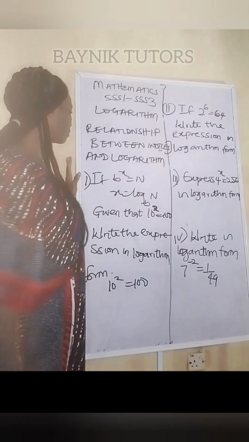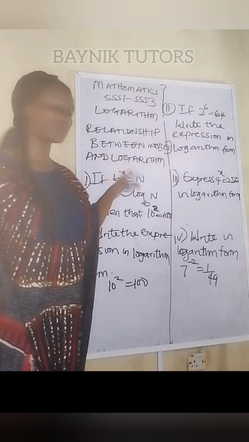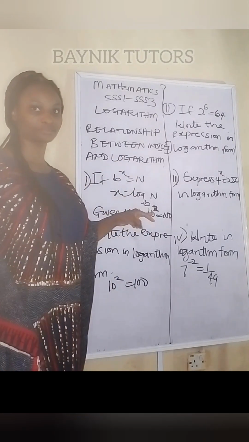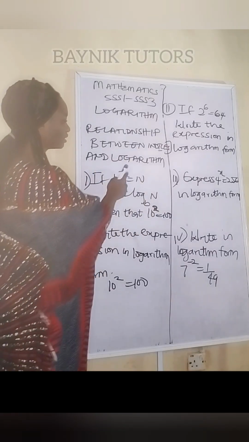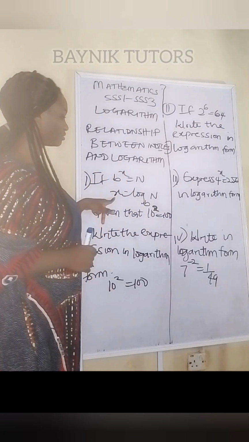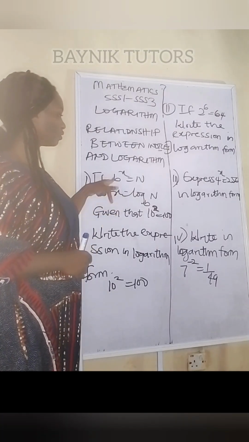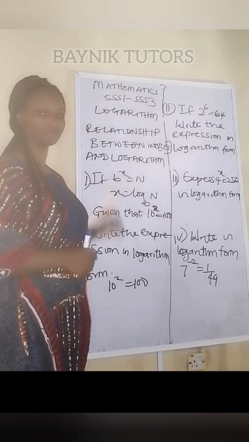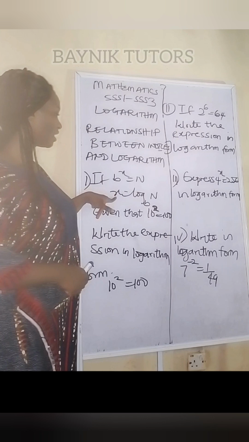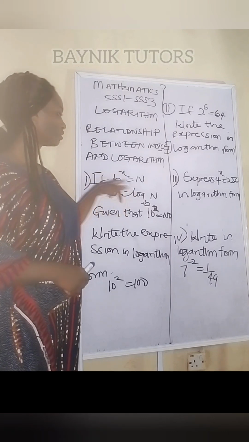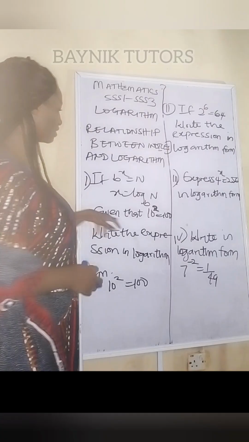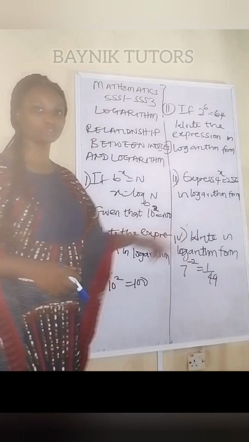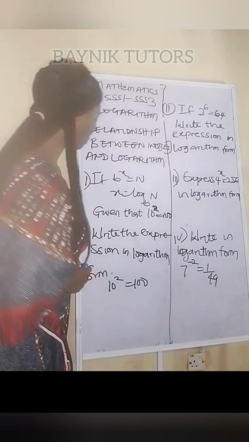So now the first law is what? If b raised to power x equals n, that shows that x equals log n to base b. So we're having x equals log base b of n. So when we have something like 10 raised to power 2 equals 100, what will happen?